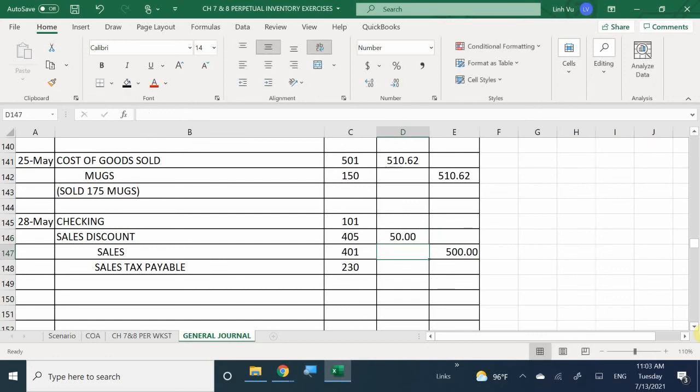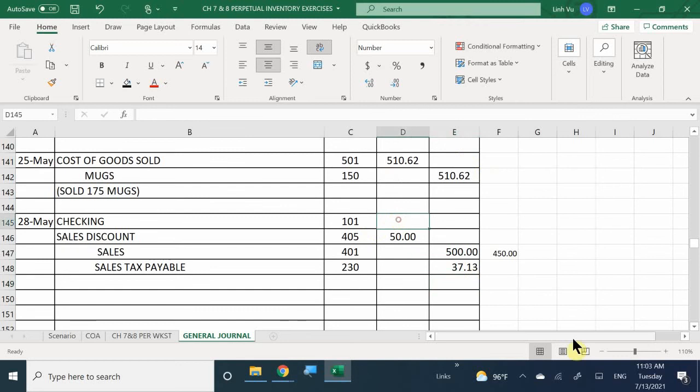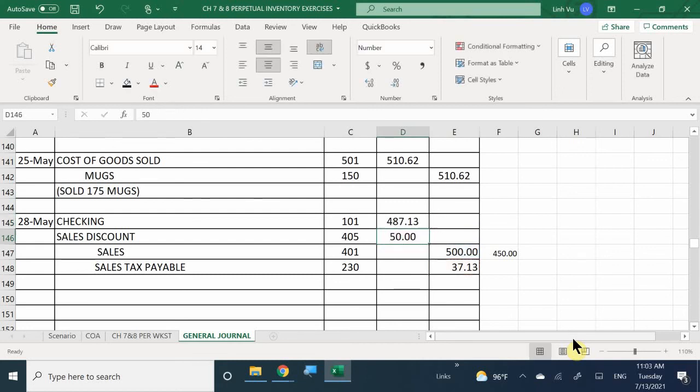$50. Okay. So therefore, how much am I actually taxing him for? $450. Yes. So in this case, what's the tax on 450? $37.13. So therefore, what is my grand total amount that customer C paid me? 537.13. Excellent.